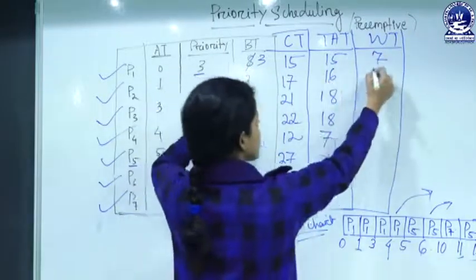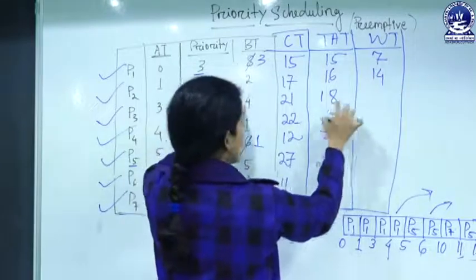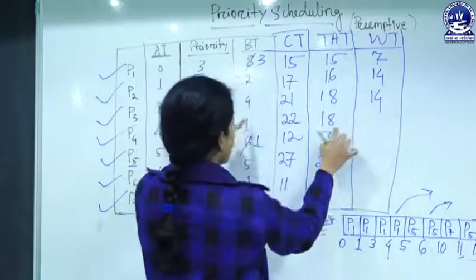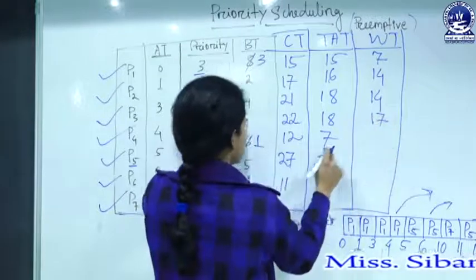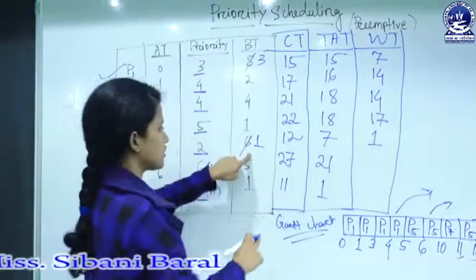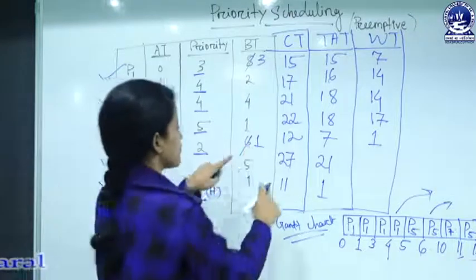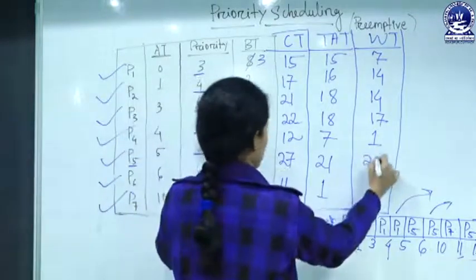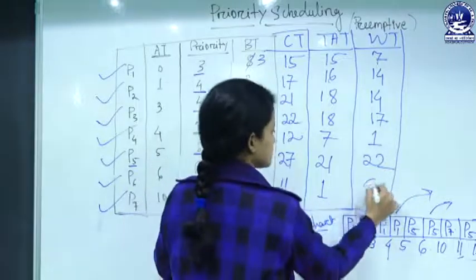16 minus 2, that is 14. 18 minus 4, that is 14. 18 minus 1, that is 17. 7 minus 6, 1. Don't take this 1, the real burst time is 6. Okay, 27 minus 5, that is 22. 1 minus 1, that is 0.